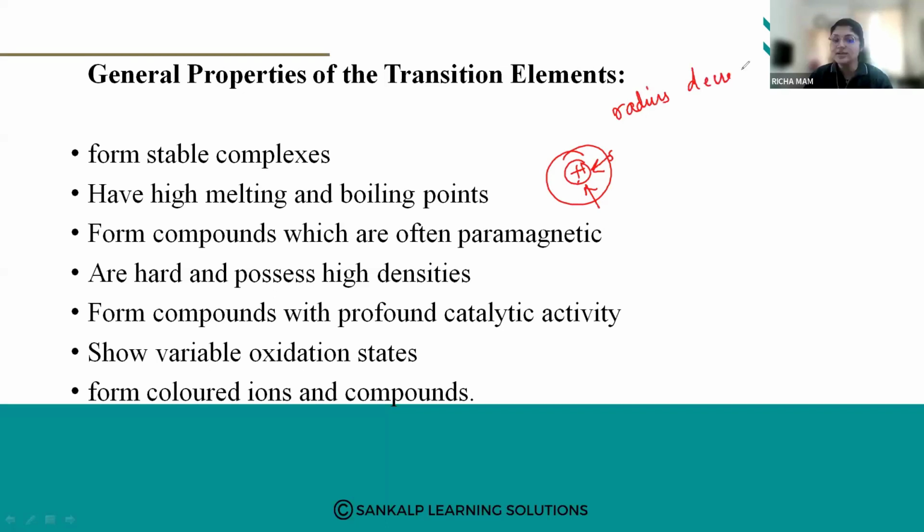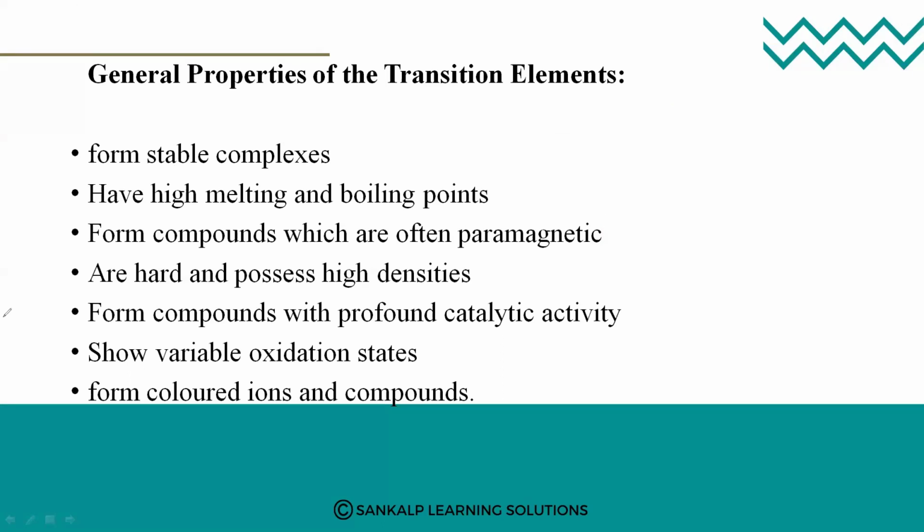As the number of d electrons increases, the shielding effect also increases. Thus it balances the attractive force from the nucleus, and the atomic radius remains constant. So this is about the effect on melting point and boiling point. Now, further, as you go, you can see this in the 3d series.